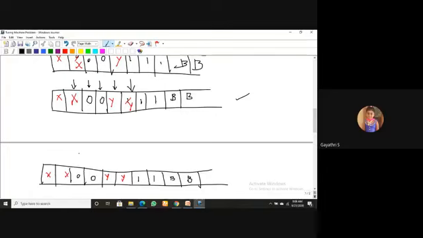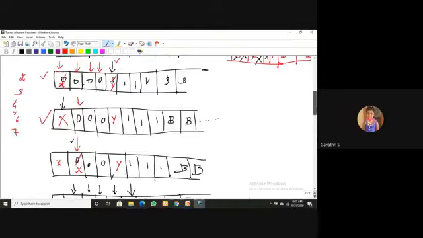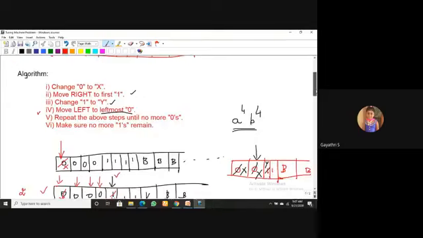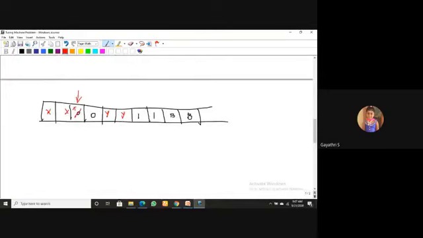Now I'm in the position here. One step right from x. This is the leftmost 0. So this leftmost 0 is replaced by x. This is your step. Change 0 to x. Next, move right to first 1. So what is your next goal? You have to find the first 1.